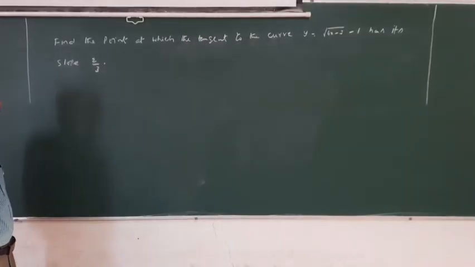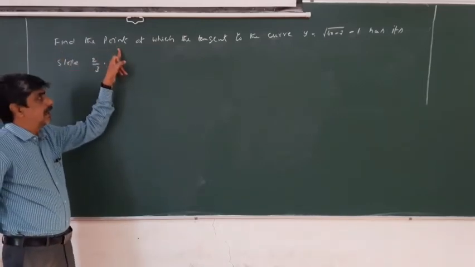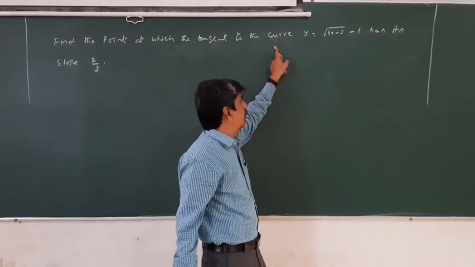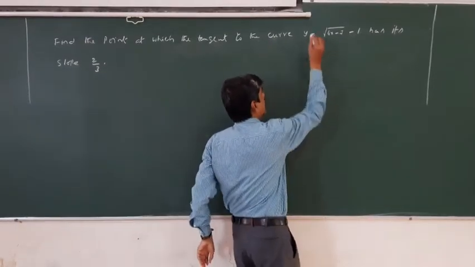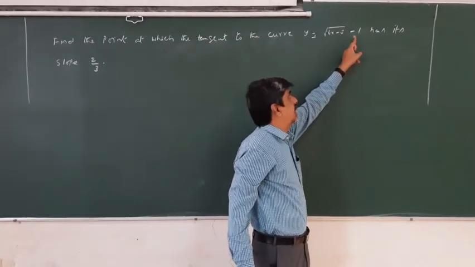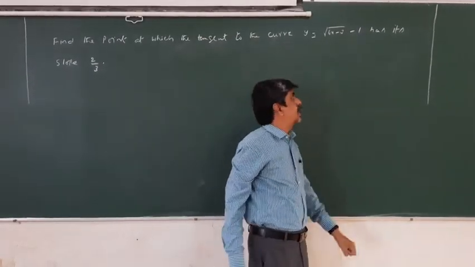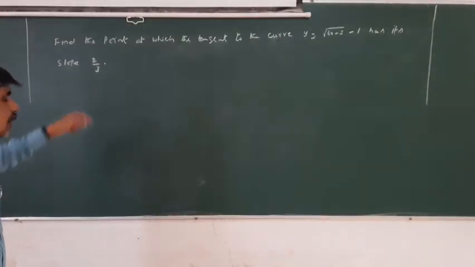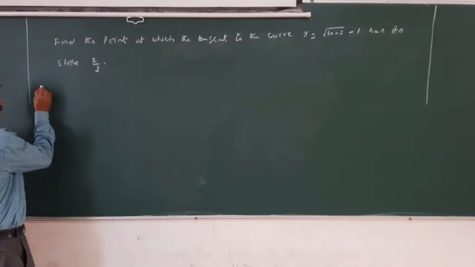Next numerical. Find the point at which the tangent to the curve y is equal to root over 4x minus 3, minus 1, has its slope 2 by 3. Solution.